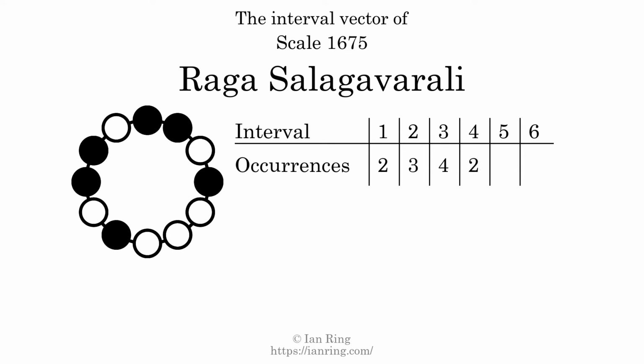There are 2 intervals with a size of 4 semitones. They are here and here. There are 2 intervals with a size of 5 semitones. They are here and here. There are 2 intervals with a size of 6 semitones. They are here and here. Each interval does not appear in this scale a unique number of times, so this is not a deep scale.